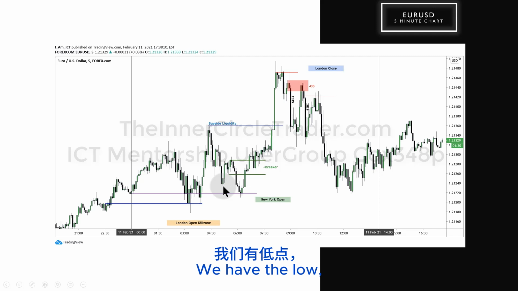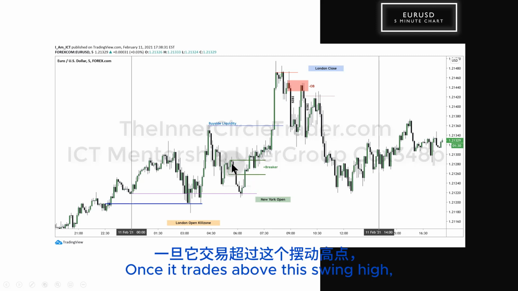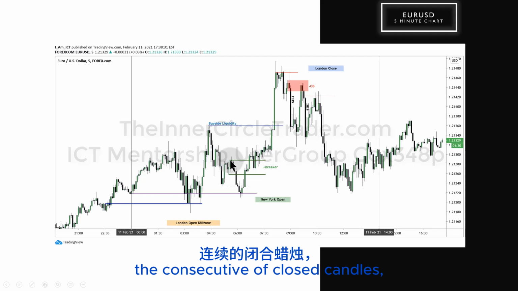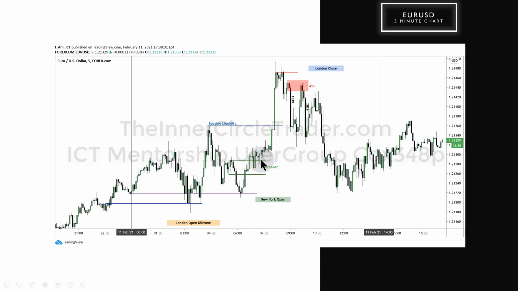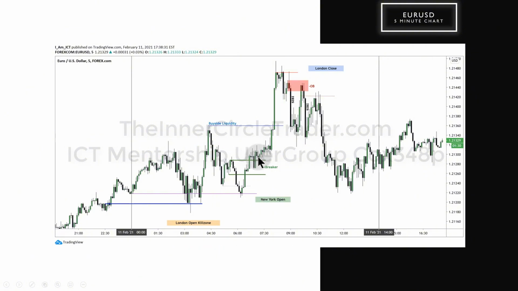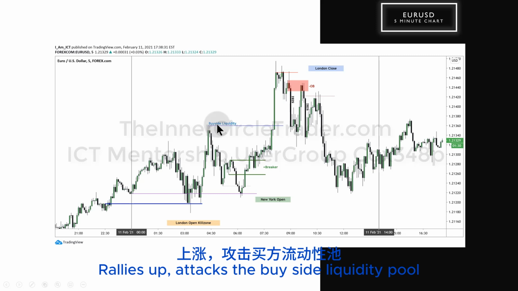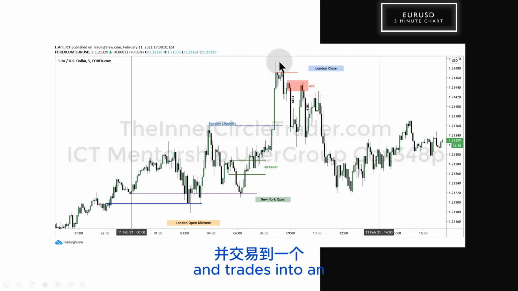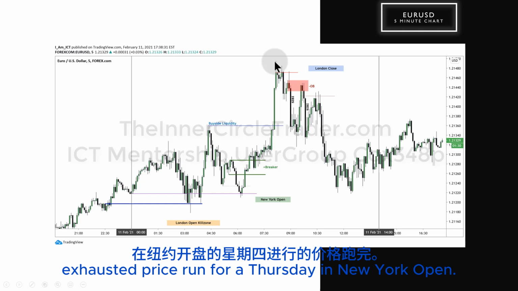Bullish breaker. We have the low, high, lower low. Sell stops taken. Once it trades above this swing high, the consecutive up close candles, extend that out in time. That's your bullish breaker. It trades down into it, beginning of New York open kill zone, rallies up, attacks the buy side liquidity pool, and trades into an exhausted price run for a Thursday in New York open.